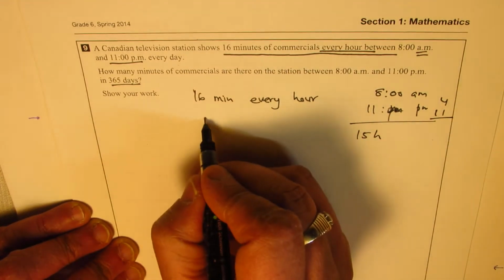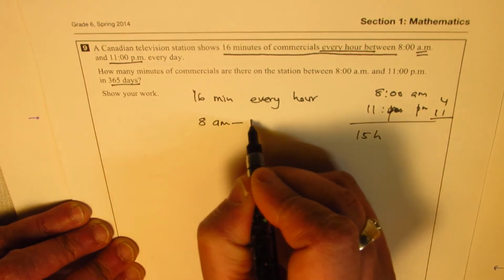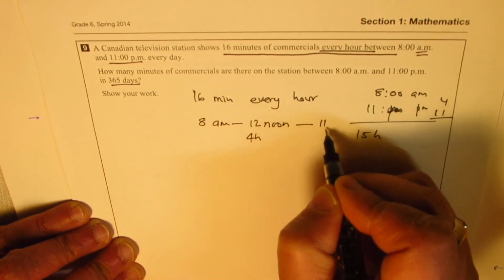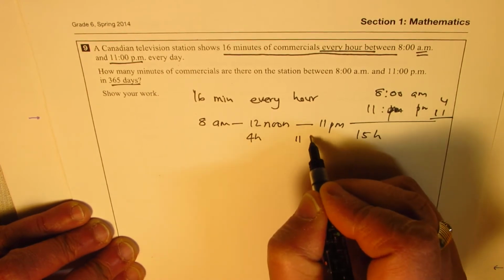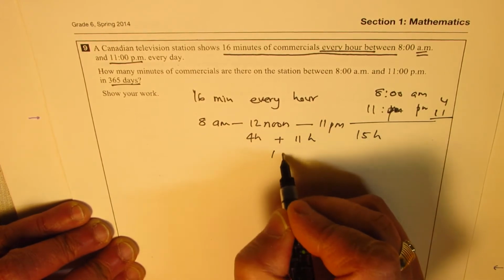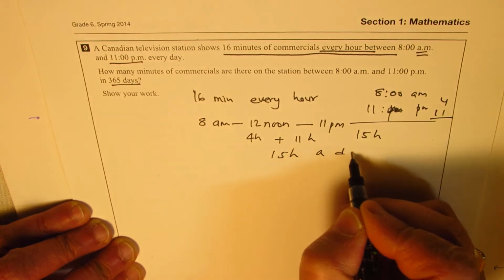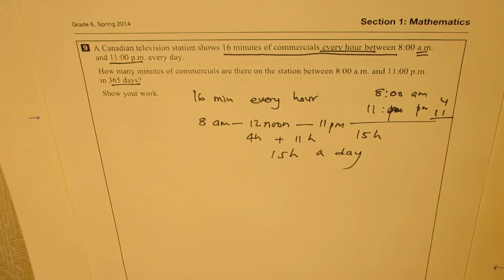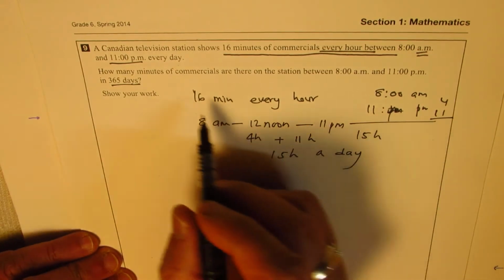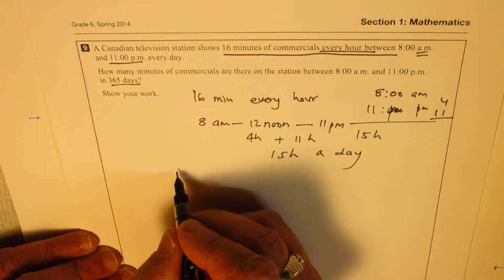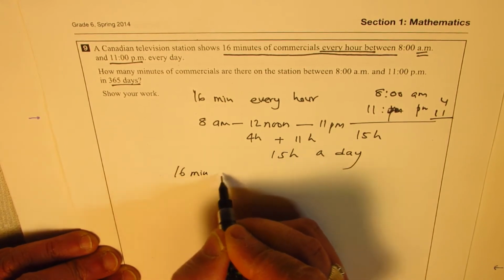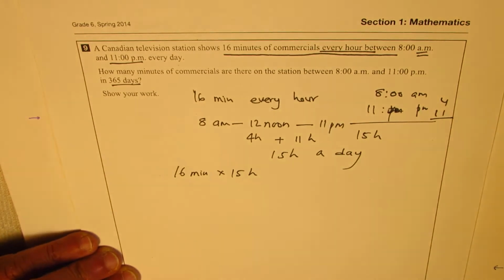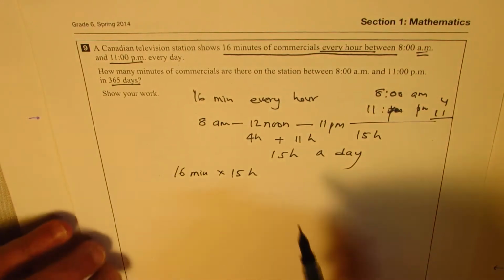You understand? So from 8 a.m. to 12 noon, that is 4 hours. And then from here to 11 p.m. is 11 hours, right? So when you add them, you get 15 hours a day. So the program runs for 15 hours a day. Every hour it is 16 minutes. So the commercial runs for 16 minutes times 15 hours, correct? So many times you are going to have commercial per day, right?